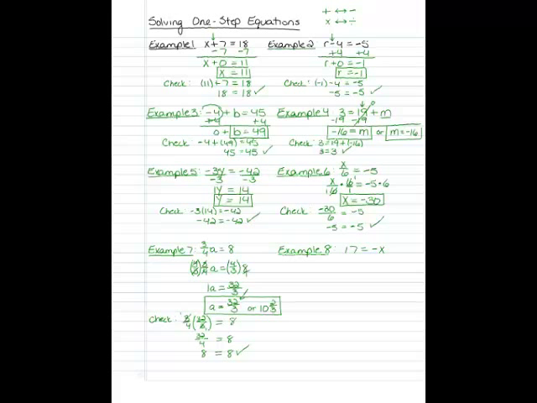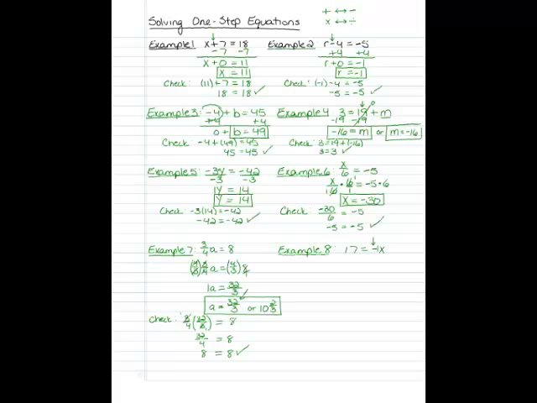Last one here, example 8. We have 17 equals negative x. Now it looks like this one is almost done. The only problem is this negative sign here. In order for an equation to be solved, x has to be all by itself. x has to be isolated with a coefficient of positive 1. Here we have this negative sign to deal with.